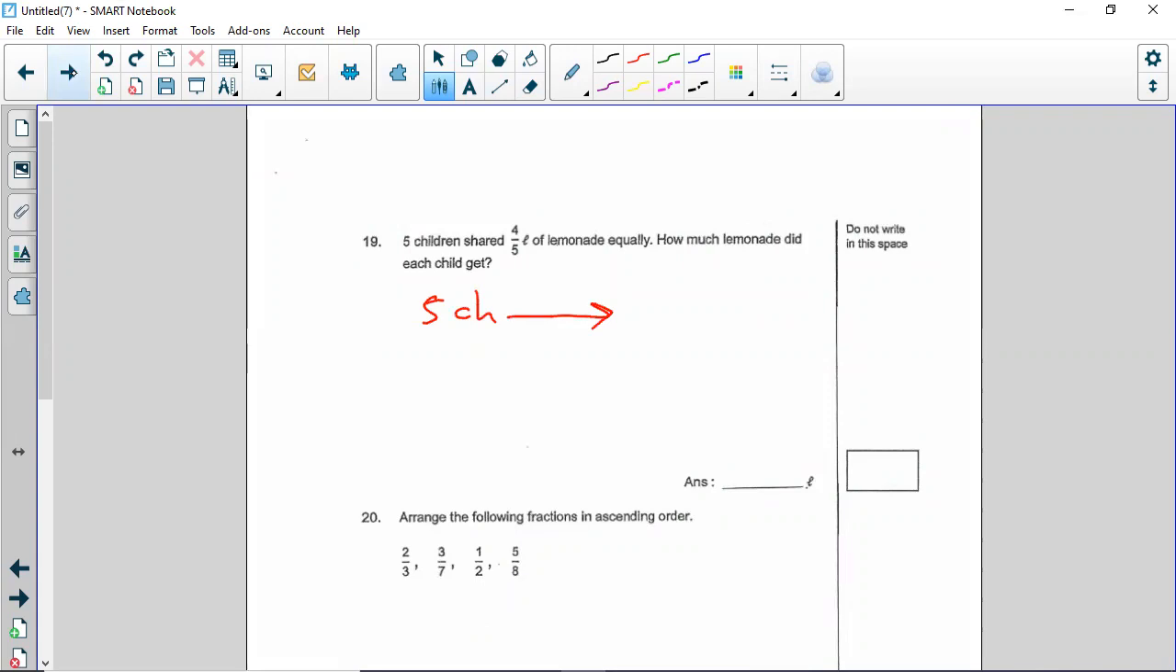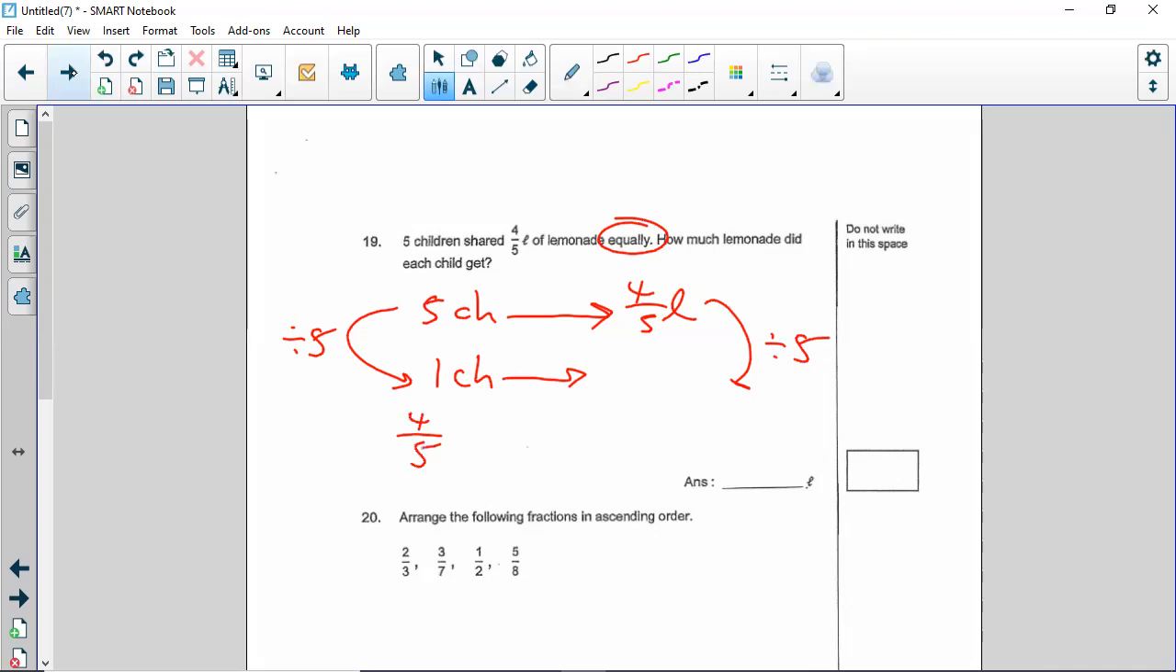5 children share 4/5 liter of lemonade equally. So everybody gets equal amounts. So can you find one child gets how many? When you do this way, you will know what divide by what. So 5 children become 1. How do you do that? You must have divided by 5, right? Then go to the other side and do the same. So you have 4/5 divide by 5.